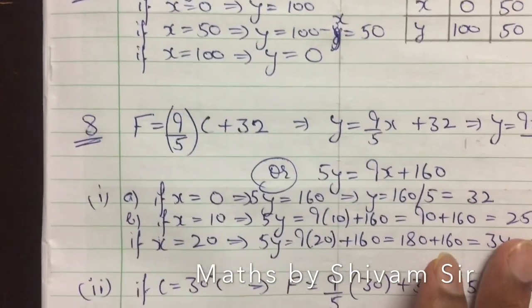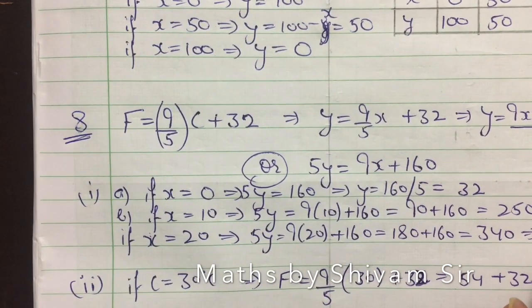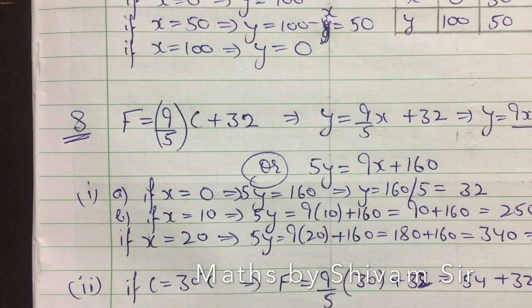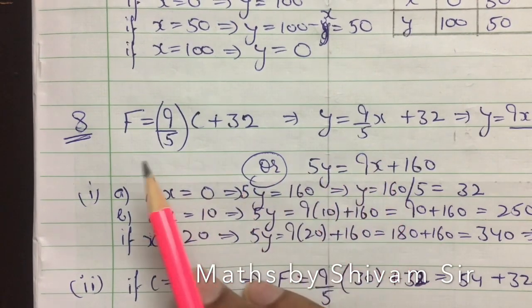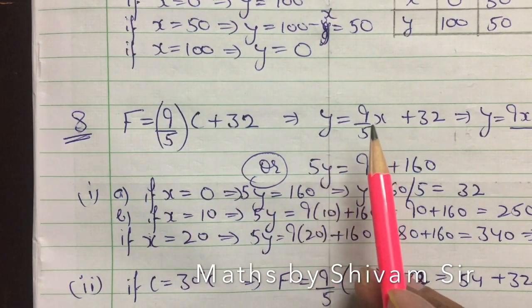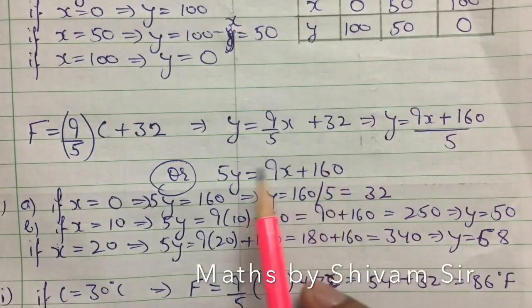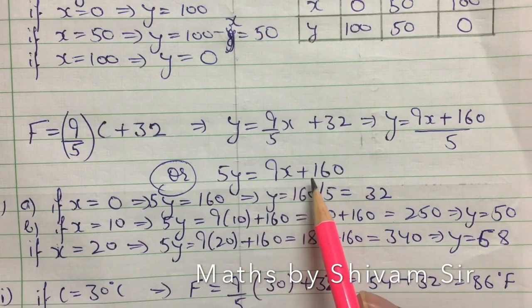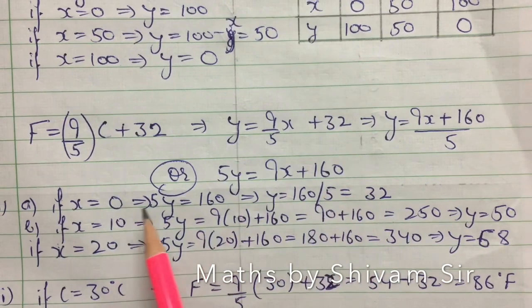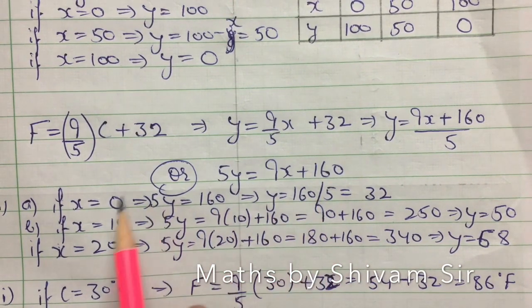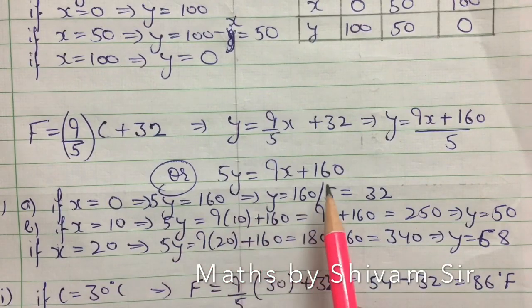F is equal to 9 by 5 C plus 32. Draw the graph of the linear equation above using Celsius for the x-axis and Fahrenheit for the y-axis. So Celsius on the x-axis. Let's take C is equal to x and F is equal to y. So y is equal to 9 by 5 x plus 32. On simplification, this equation will be 5y is equal to 9x plus 160. For different values of x, we have different values of y. If x is equal to 0, y will be 32.